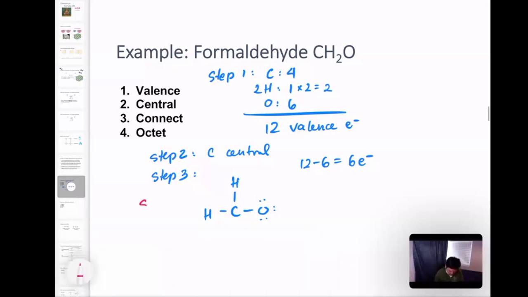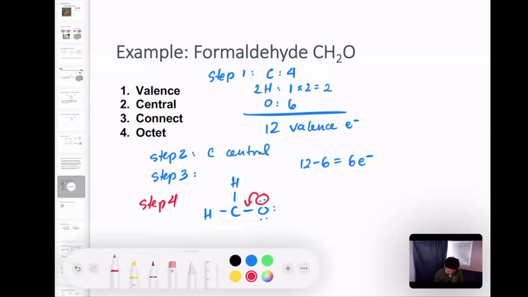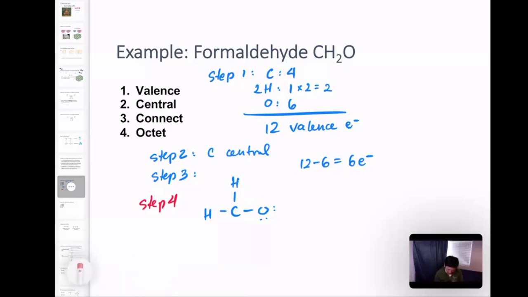I'm going to use a different color here. So step 4 is I'm going to take 1 pair of electrons from the outside oxygen and move it inside. If I move it towards the middle here, then it's going to be shared between the carbon and the oxygen. So I'm going to erase that lone pair and draw a dash to represent that it's being shared between carbon and oxygen.